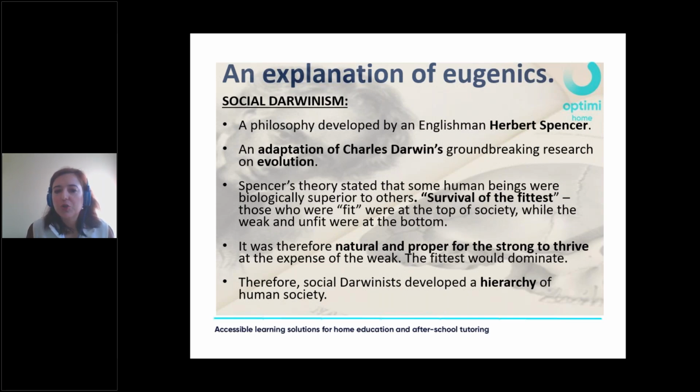Now, by now you should all know that Charles Darwin was a scientist in evolution who drew those important pictures of the evolution between apes and men and so forth. But Herbert Spencer now took this research and made it his own by adapting it to different racial groups and to make a distinction thereof.